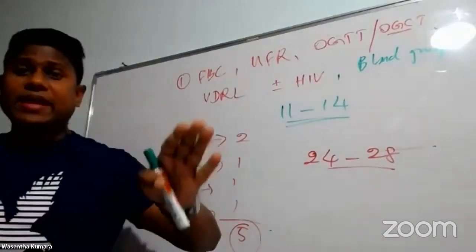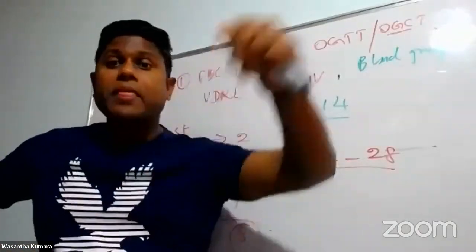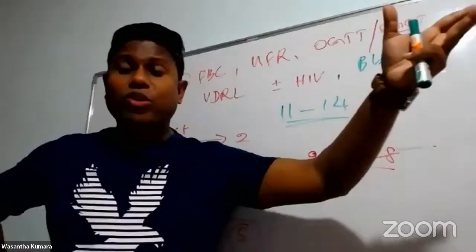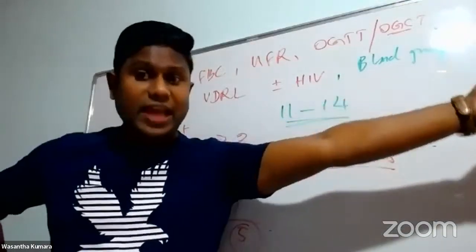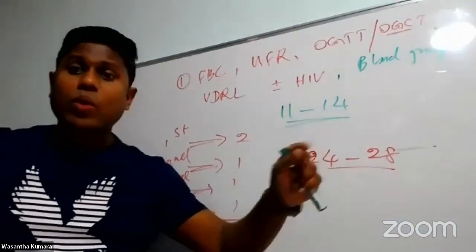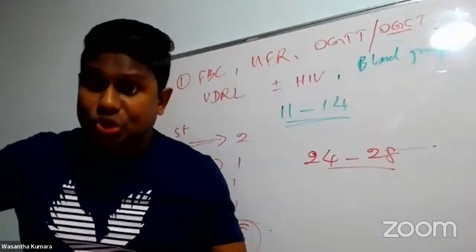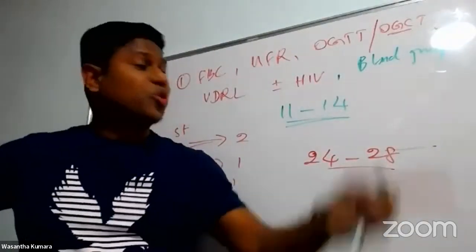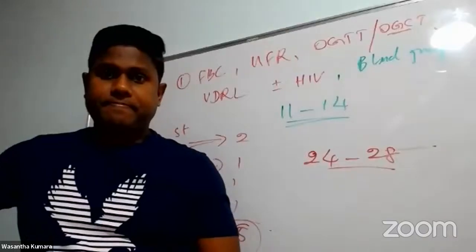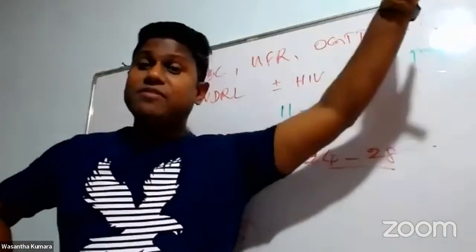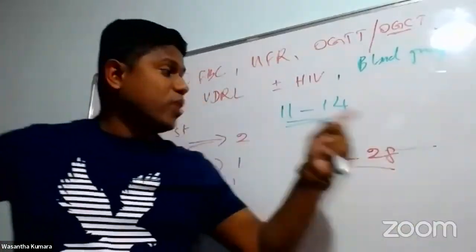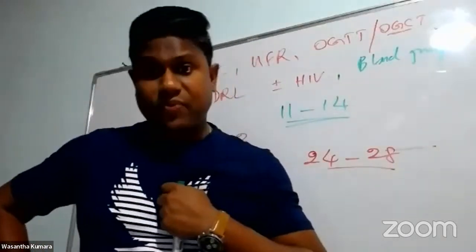Remember, we have to do the OGTT at the booking visit. If you find that the OGTT is high at the booking visit, it's a chronic diabetic patient, and you don't repeat the OGTT. However, if the OGTT was normal at the booking visit, then you have to re-screen them around 24 to 28 weeks with another OGTT. So if the values were high at booking, you don't repeat it, but those who had normal reports at booking, you have to repeat around 24 to 28 weeks.